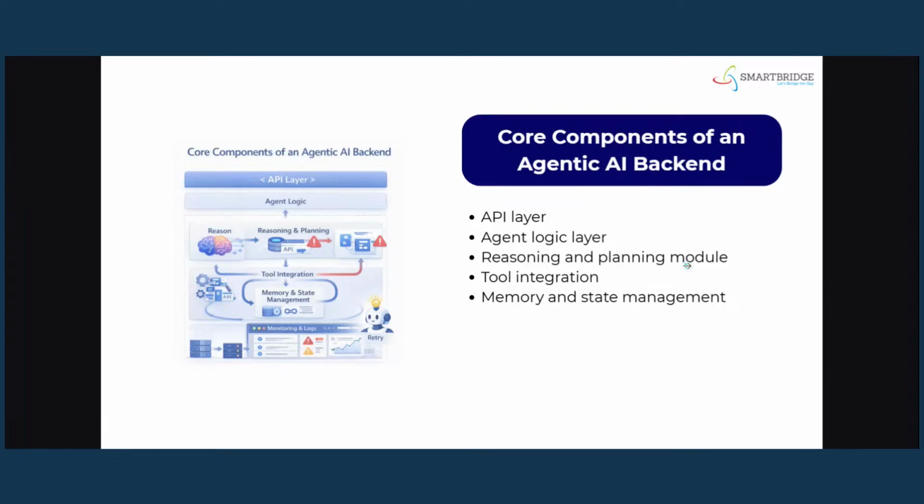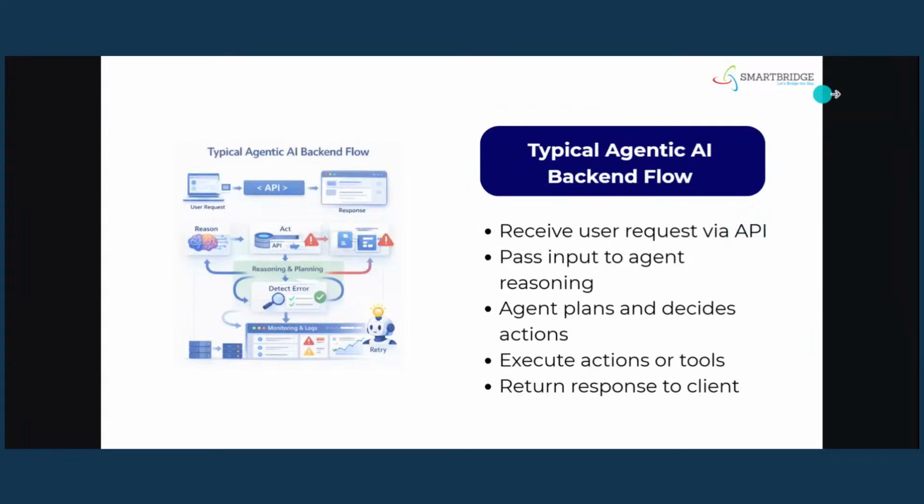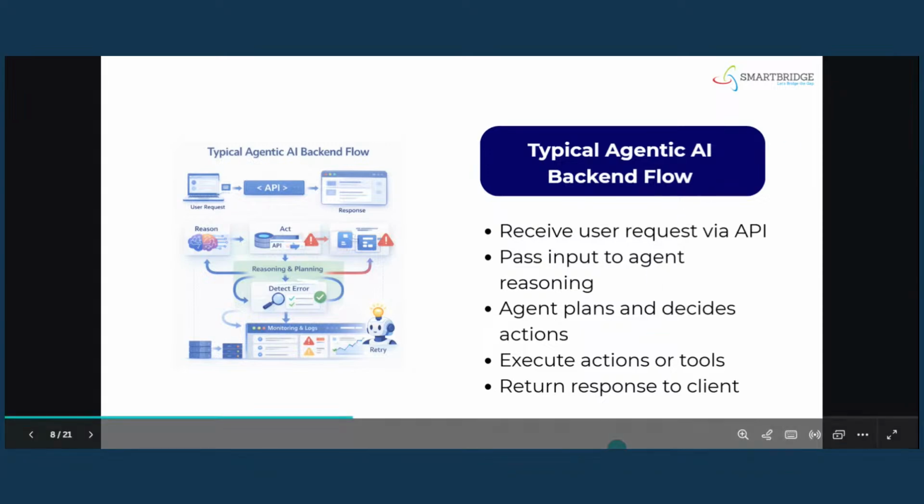These are the components we have in the backend of agentic AI. Just remember the terms here: API layer, agentic logic layer, reasoning and planning module, tool integration, memory and state management. These are the backend components we have in agentic AI. Now let's know about the typical agentic AI backend flow.